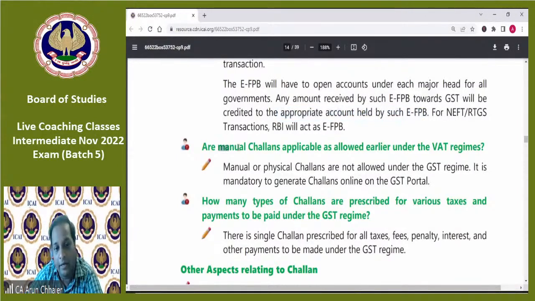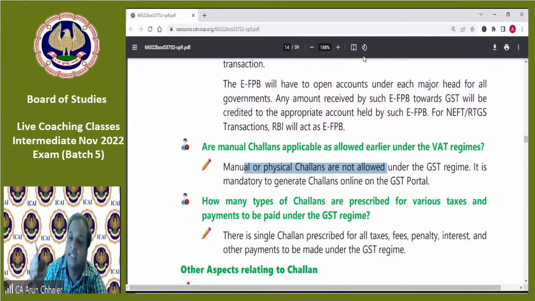Next, are manual challans applicable as allowed in the earlier VAT regime? Manual or physical challans are not allowed. Now everything you will go to www.gst.gov.in and then make the payment. Even over the counter, if I am depositing cash, then I have to generate the challan, which we have discussed in the cash challan. We have to generate the challan from the portal, take the print, and then visit the branch to make the payment of 10,000, maximum 10,000.